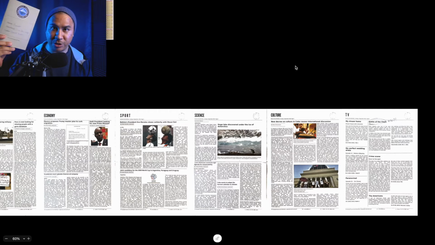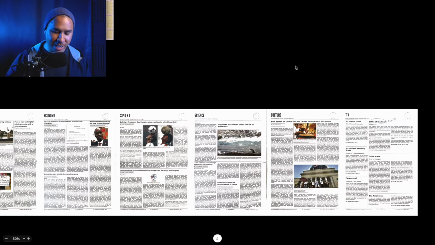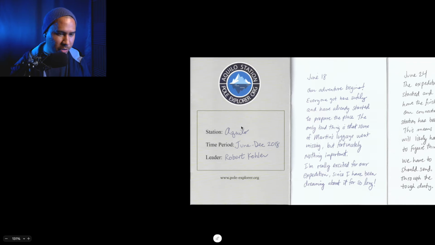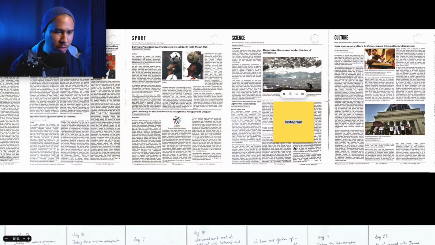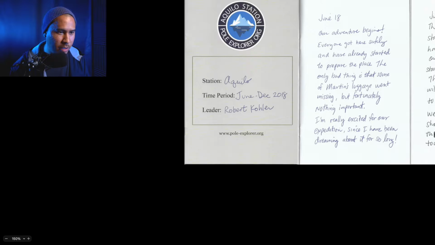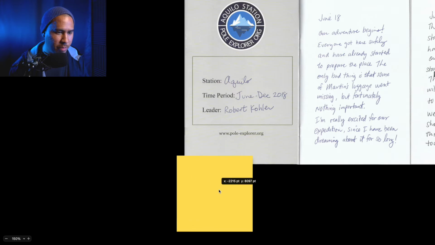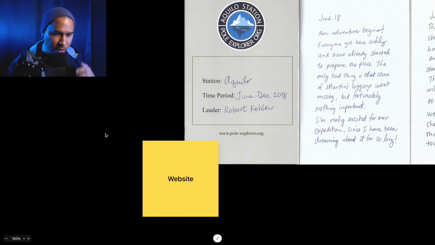So next, there was this journal with a bunch of entries inside. So we'll go through all the pages. This is the cover of the journal. Station Aquilo, time period June through December 2018. Leader Robert Kohler. And there's a website here. I got to take a note actually of that Instagram to check also. I'll just write Instagram. And then here I will put website just so I remember.